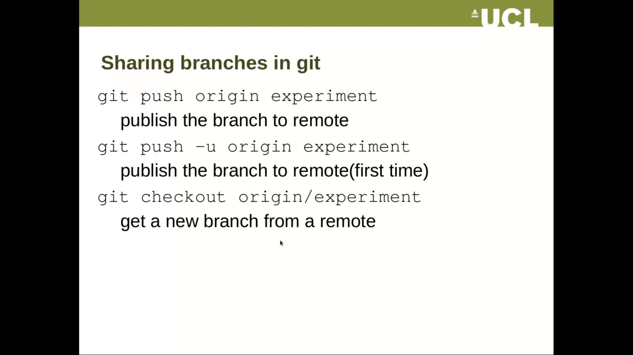If we want to get a new branch that somebody has put on the server, we can say git checkout origin/ and the branch name. Once we've got it locally, we can just work with it in the normal way.